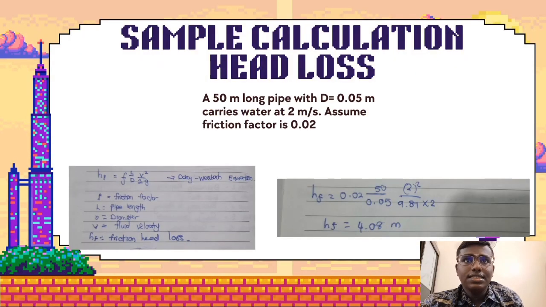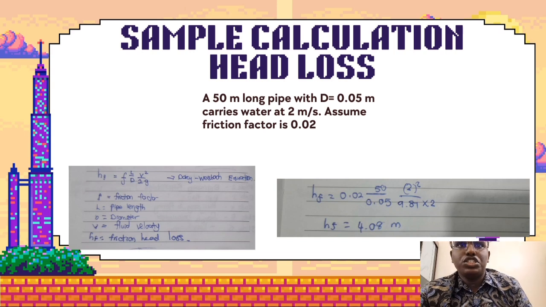This is a sample calculation in head loss. For example, a 50-meter long pipe with D equals 0.05 meter carries water at 2 meters per second. Assume friction factor is 0.02. Use the formula hf equals f L over D times V squared over 2g. F is friction factor, L is pipe length, D is diameter, V is fluid velocity, hf is friction head loss. Just substitute, and you get the answer hf equals 4.08 meters.